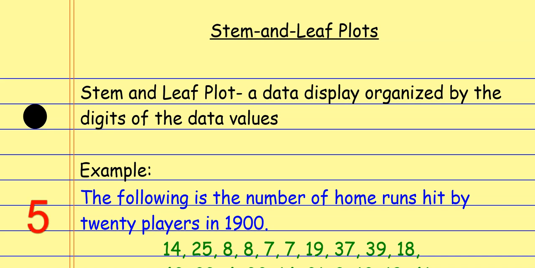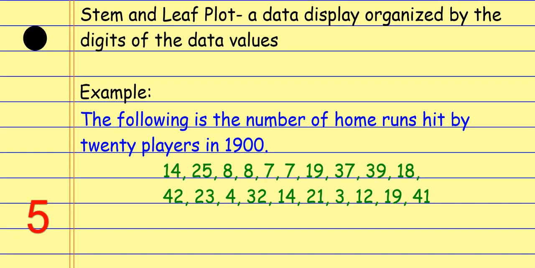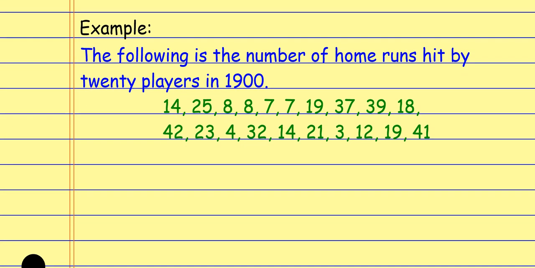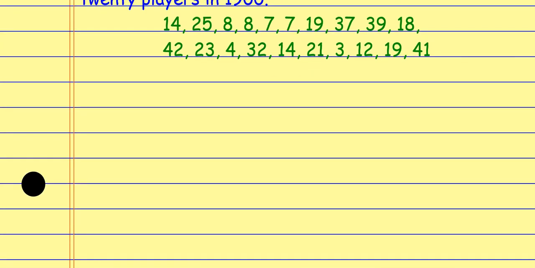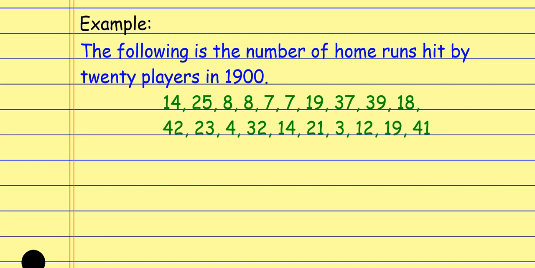For example, if I look at this one, essentially it's just a way to abbreviate things. Instead of having a really long list of numbers, it organizes them by the type of number that it is. So for this one, it says the following is the number of home runs hit by 20 players in 1900.